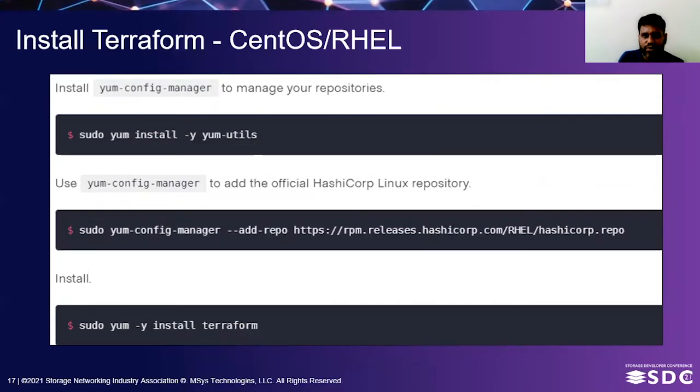Terraform supports various operating systems: Windows, Mac, and various Linux versions. In this example, we are going to see how to install Terraform on CentOS. We install yum-config-manager to manage our repositories, and we use yum-config-manager to add the official HashiCorp Linux repository. Then we can do the Terraform installation.